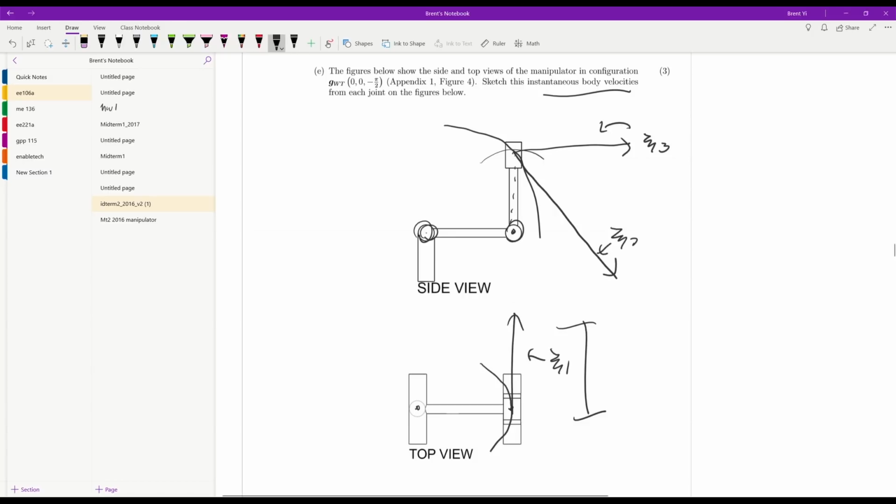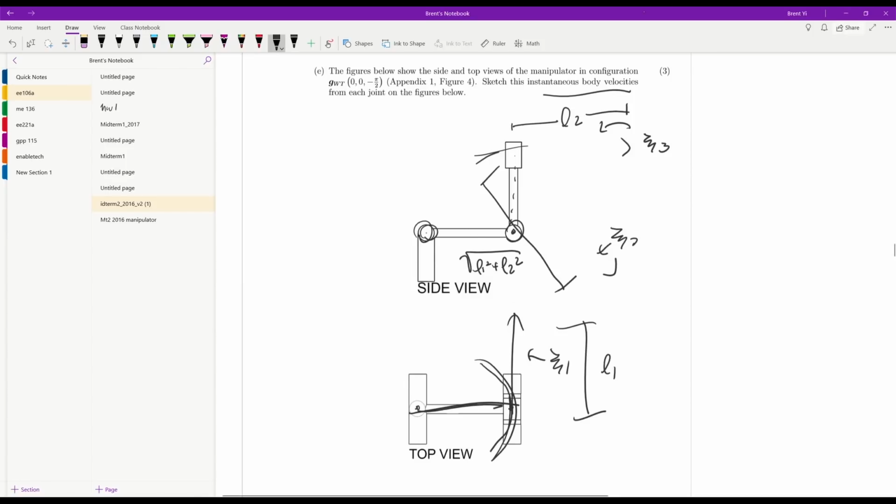So this guy right here should be L1. This guy should be L2. And then this guy should be the square root of L1 squared plus L2 squared. And for each of these lengths, all I did was take the radius of the circle. So the radius of this circle right here is L1. The radius of this circle here, which creates this tangential vector, is L2. So I think that's all there is to it.